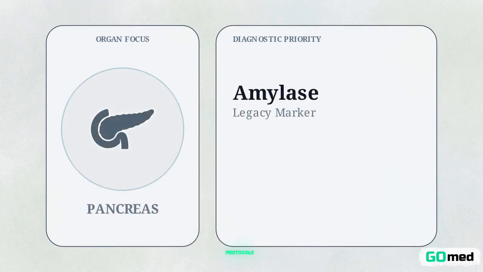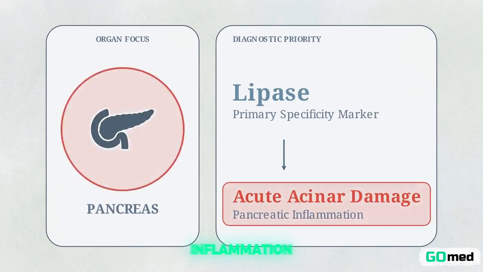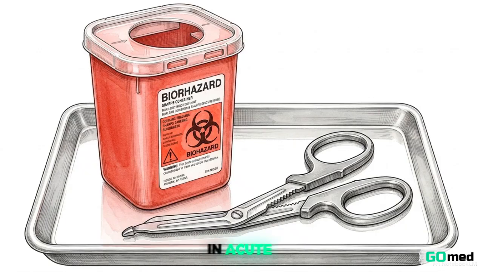Similarly, while older protocols utilized amylase, lipase has become the more specific marker for identifying acute pancreatic inflammation and damage. In acute scenarios, markers like troponin and lipase provide high specificity, cutting through clinical ambiguity to confirm organ-specific damage.